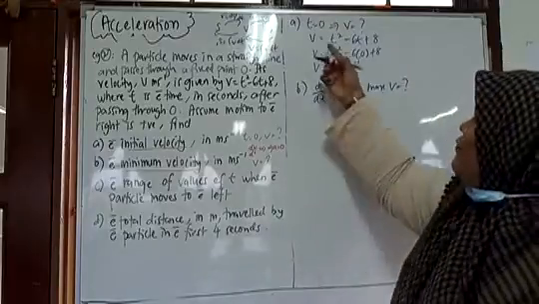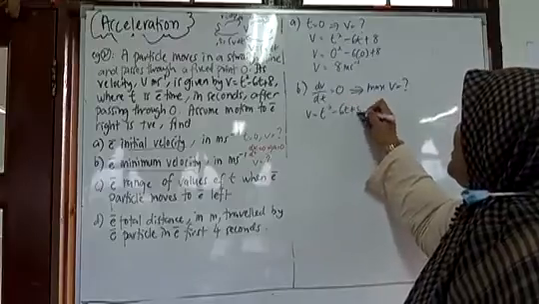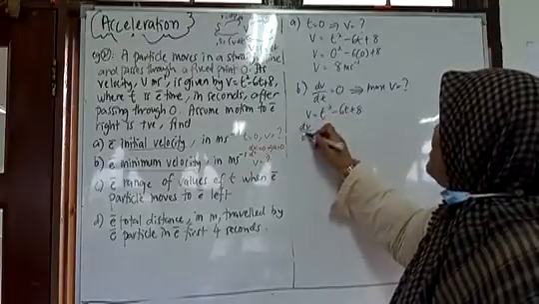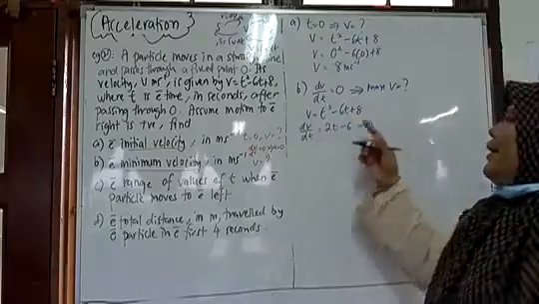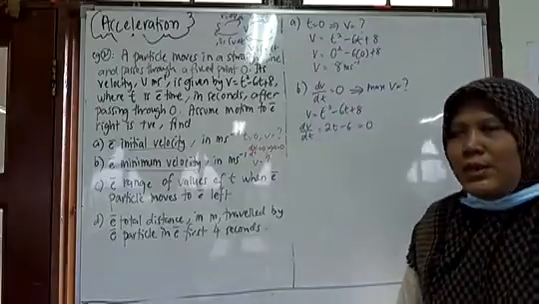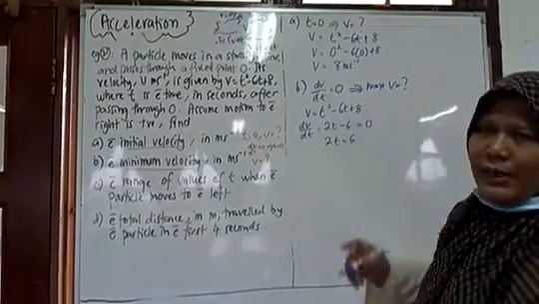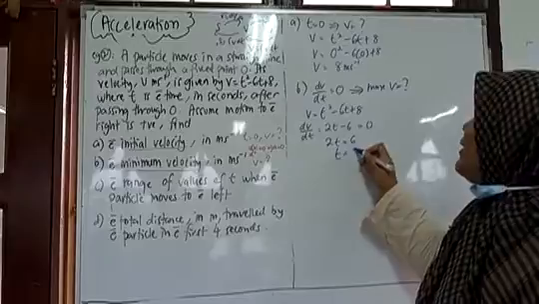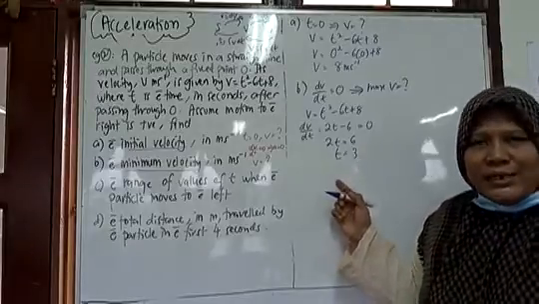So we have v = t² − 6t + 8. Our dv/dt is 2t − 6, which must be equal to 0. So what is the time when it reaches its extreme velocity? It will be 3 seconds.